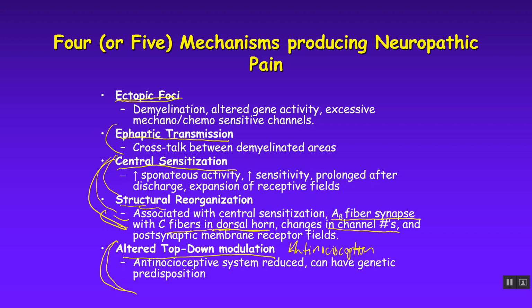That can be reduced. So some people just don't do a very good job of sending the right signals down to the dorsal horn to tell it to downregulate. So they've got a problem with the reticular formation or the locus coeruleus or whatever. There are different regions within your brainstem and in your spinal cord that help downregulate. And we, again, don't know why some people struggle with that. It could be a genetic disposition.